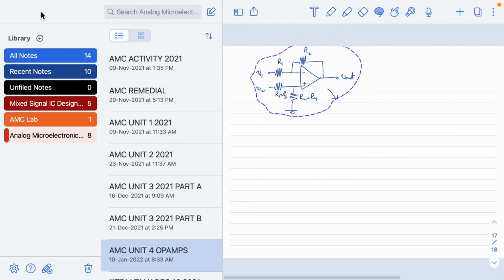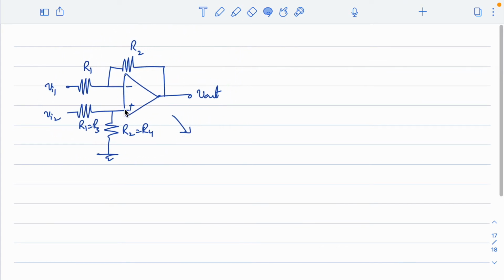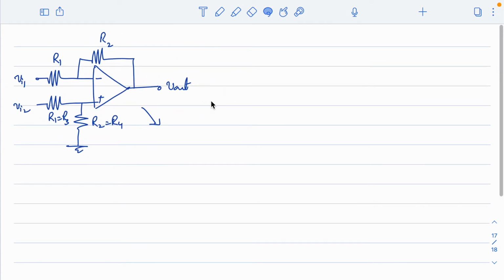So I just wanted to know the common mode gain of the circuit. I have taken the same circuit over here, and let me put this as R3 and this as R4. Now for common mode gain, the difference is that I will not have individual inputs like this. What I want to know is how the circuit will respond to a common signal which is appearing in common for both the input terminals.